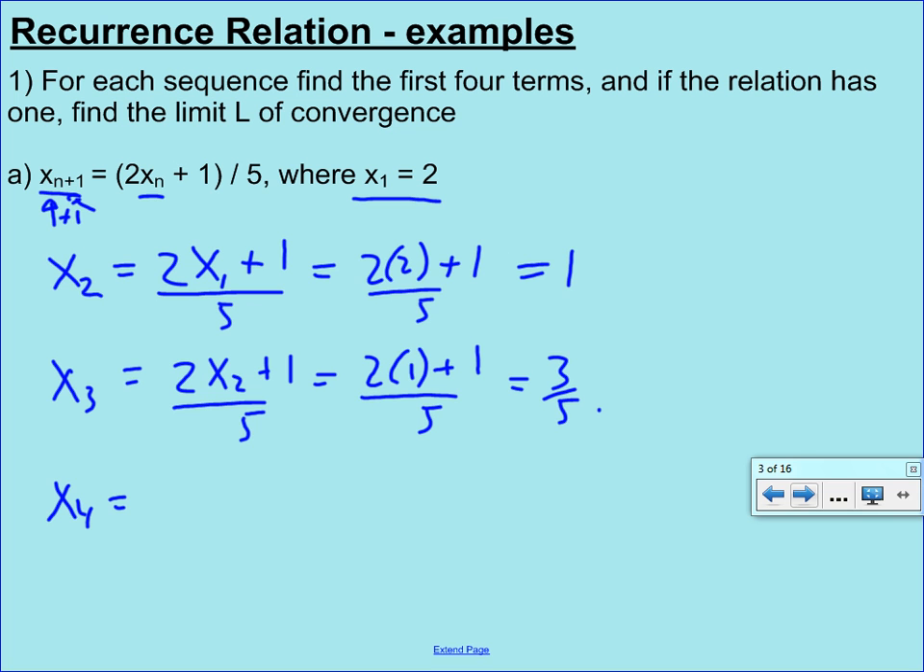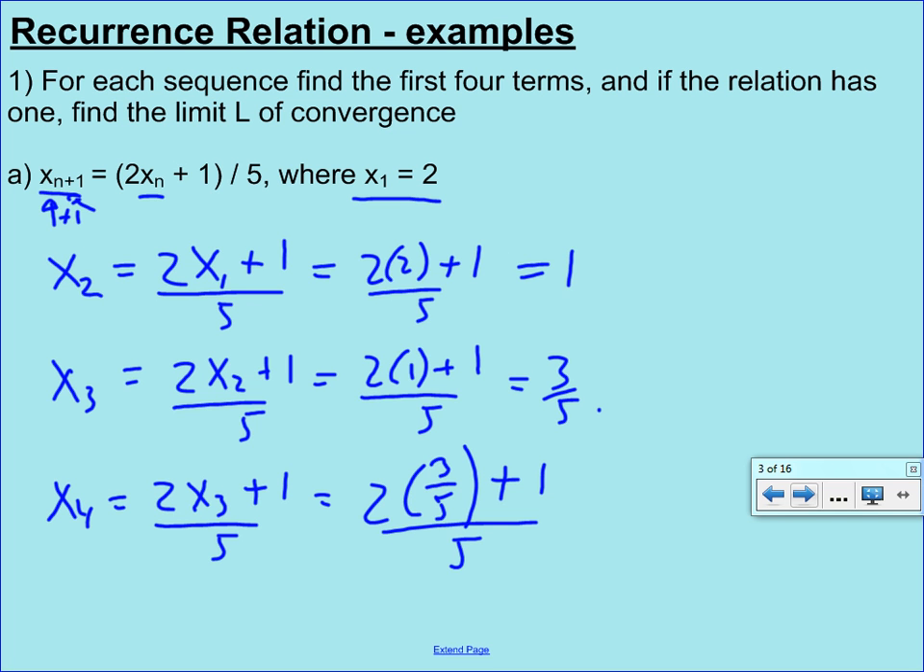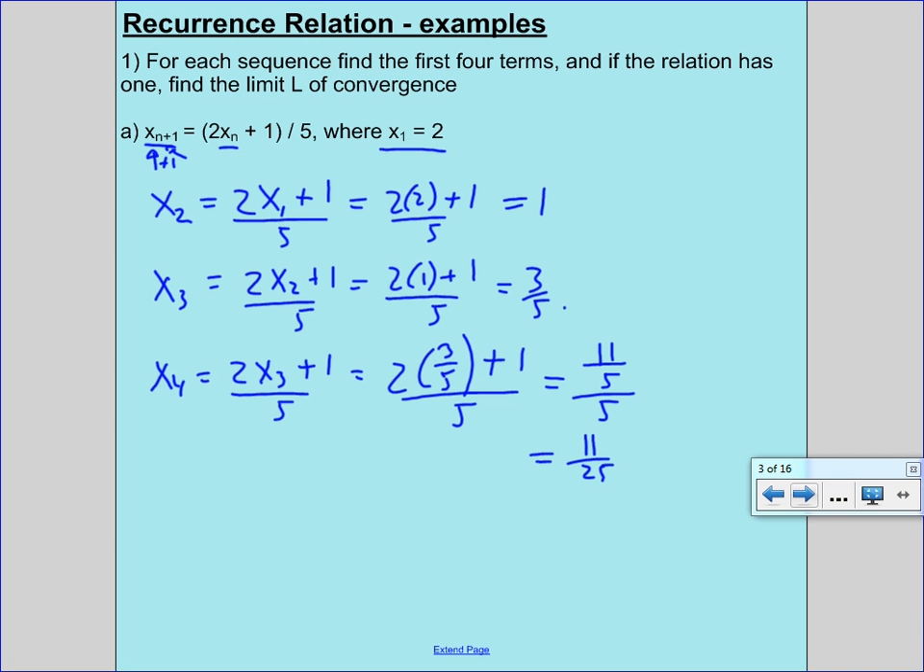Let's find the fourth term. 2 times the previous term plus 1 over 5. The previous term was 3 over 5 this time. So remember, this is C1, so you would not get calculators to do this, yeah? So we need to work stuff out in our heads. So this then would be 6 over 5 plus 1, which is 5 over 5, so that's 11 over 5 divided by 5, which is 11 over 25. So we found the first 4 terms.